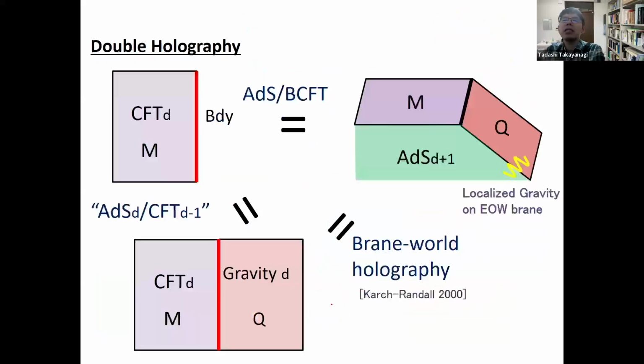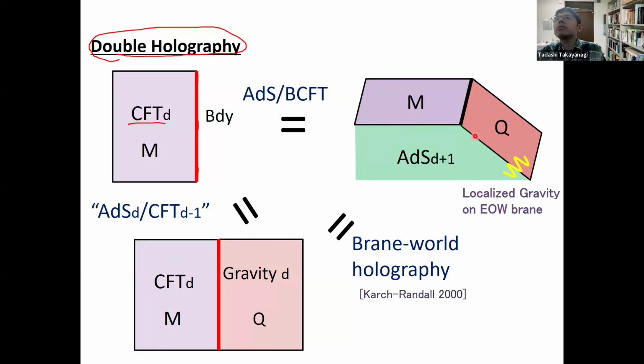So yeah, this kind of idea also leads to another interesting connection, which is recently heavily used. This is called double holography. It means that three different setups are equivalent. First of all, as we claim, this boundary conformal field theory, a CFT with boundary, is equivalent to this setup of AdS/BCFT.